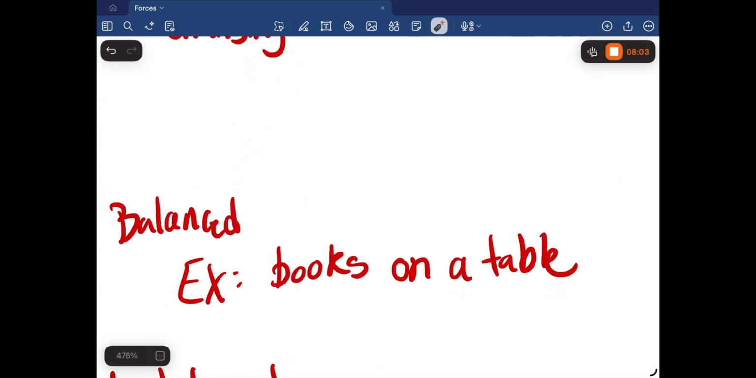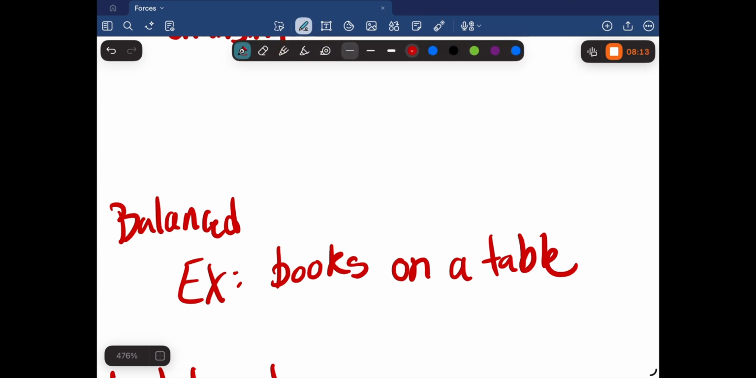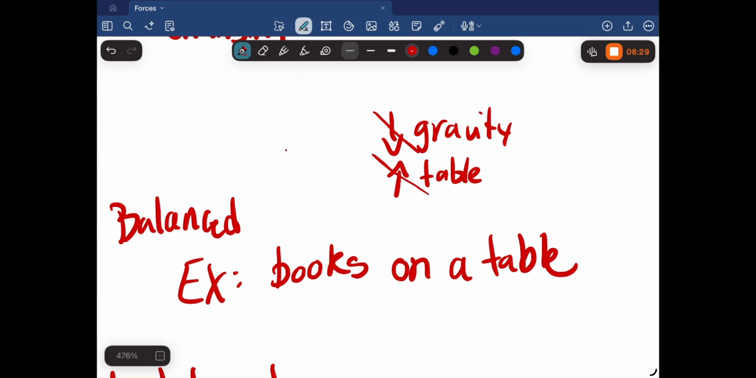Now, some examples of balance. Think of books on a table, okay? They're at rest. They want to stay at rest, okay? They don't want to move. Something is acting on it, pushing down by gravity, pushing up by, let's say they're on a table, so by the table. The table is pushing up. That is the reason why these cancel out. It has a net force of 0. So it's staying there and doesn't move.